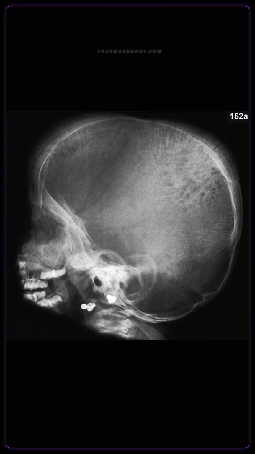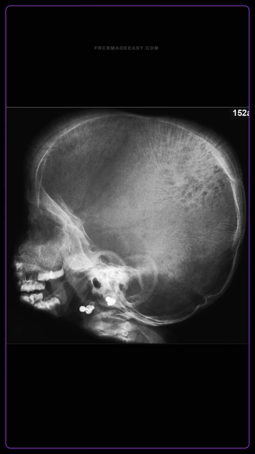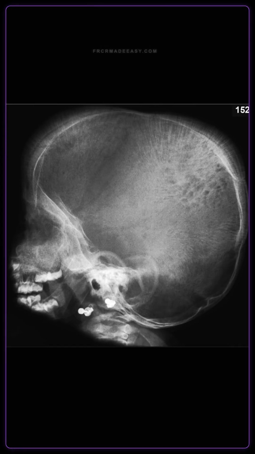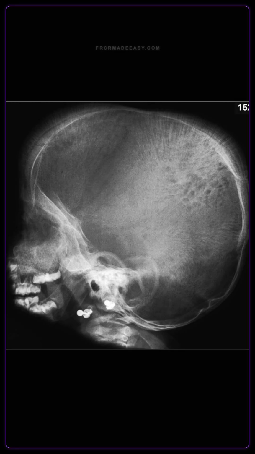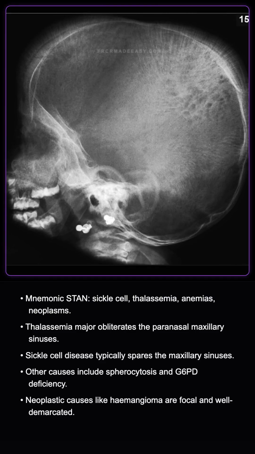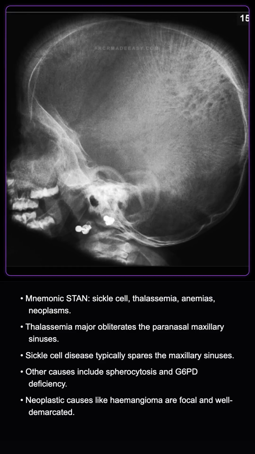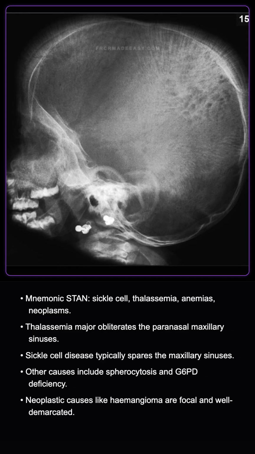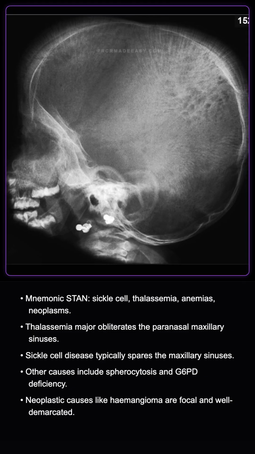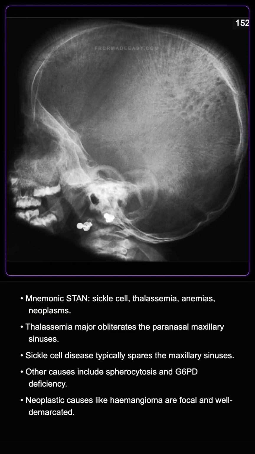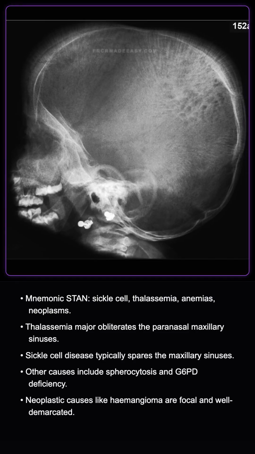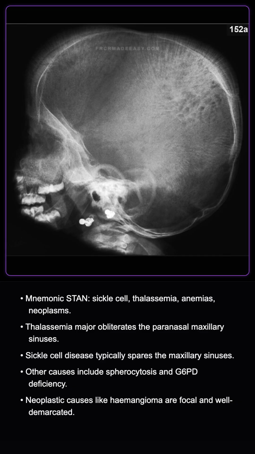What is the differential diagnosis for a hair-on-end appearance of the skull, and how do we differentiate the most common causes? The mnemonic for a hair-on-end appearance is STAN, representing sickle cell disease, thalassemia major, other anemias like hereditary spherocytosis or glucose-6-phosphate dehydrogenase deficiency, and neoplastic causes such as haemangioma and neuroblastoma metastases.